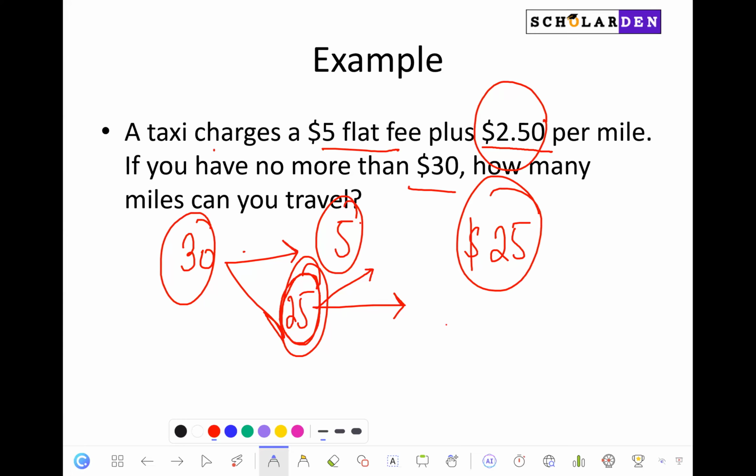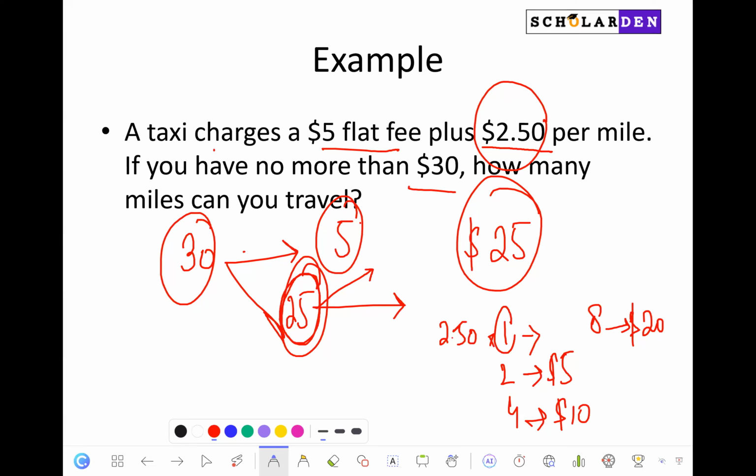So $2.50 times one is the number itself, times two is $5, times 4 is $10, and then times 8 would be $20. So you see how I'm going about this? If I travel one mile, the cost is going to be $2.50. If I travel 2 miles, the cost is going to be $5. And I want the maximum number of miles which make full use, or as close a use, of these $25 as possible.